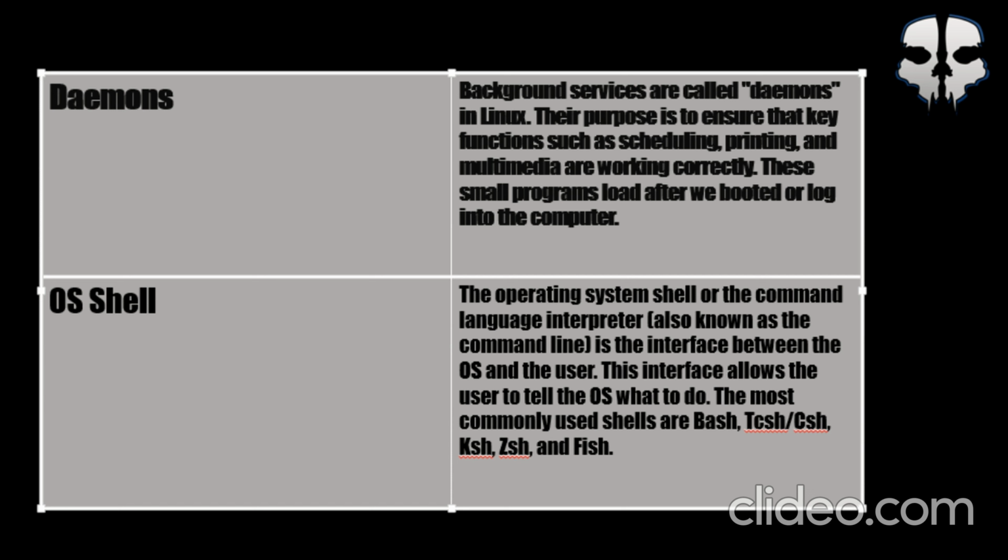So the next is the OS shell, or operating system shell. The operating system shell, or the command language interpreter, also known as the command line, is the interface between the OS and the user. This interface allows the user to tell the OS what to do. The most commonly used shells are bash, tcsh or csh, ksh, zsh, and fish.